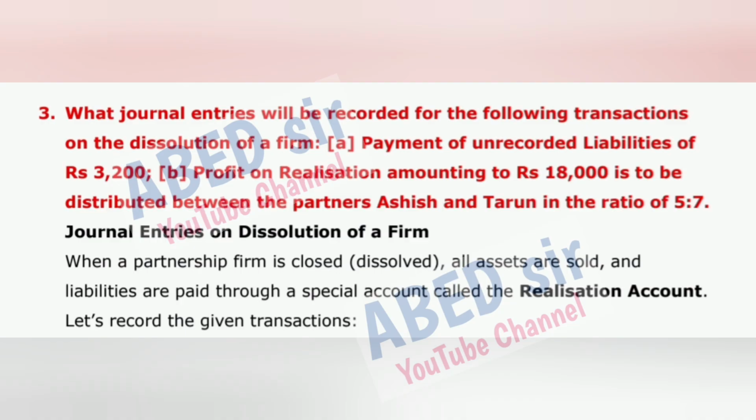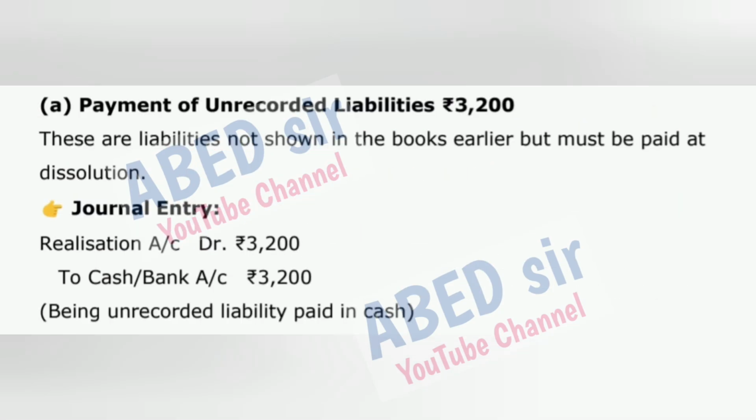When a partnership firm is closed, dissolved, all assets are sold and liabilities are paid through a special account called the realization account. Let's record the given transactions. A. Payment of unrecorded liabilities, 3,200 rupees. These are liabilities not shown in the books earlier but must be paid at dissolution. Journal entry: Realization A/c Dr. 3,200 rupees, To Cash/Bank A/c 3,200 rupees. Being unrecorded liability paid in cash.